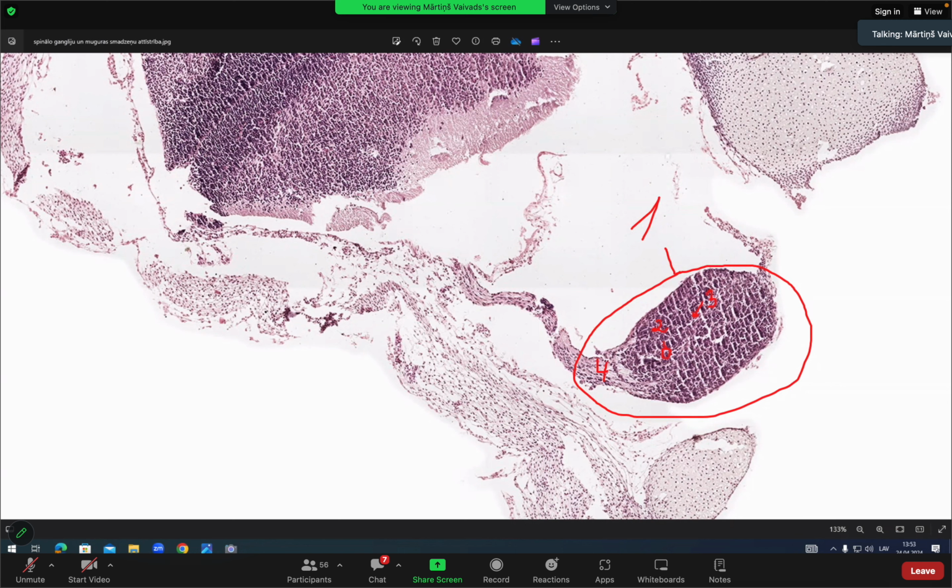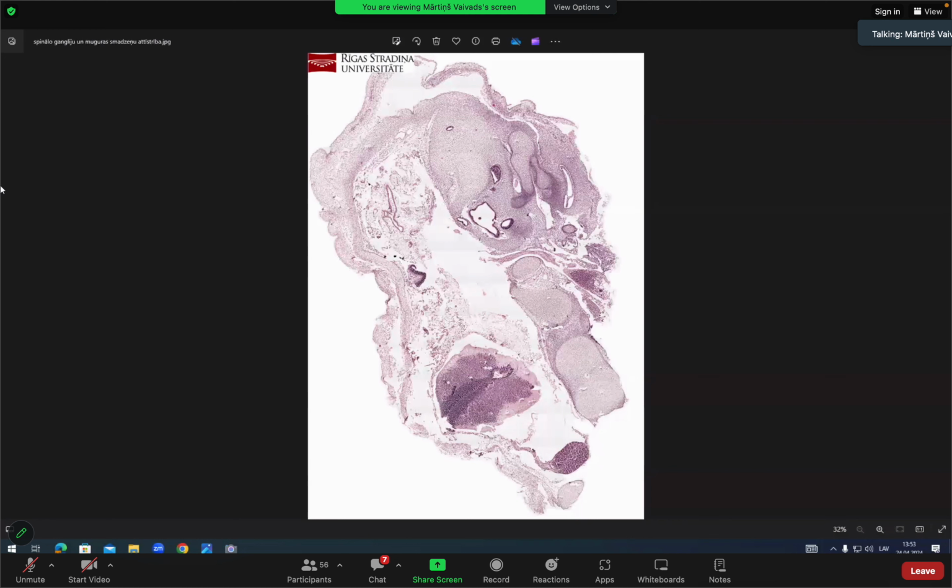Now, I will zoom out in this picture. Besides the spinal ganglion, this slide is unique. You have the spinal cord. So SC, this is the spinal cord. It has all the zones. There's even a central canal. You can check the zones by yourself.